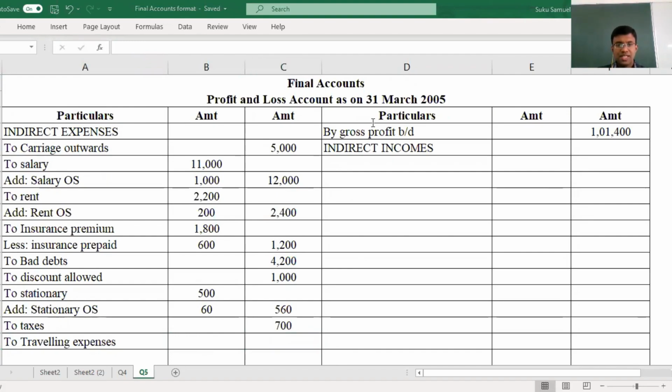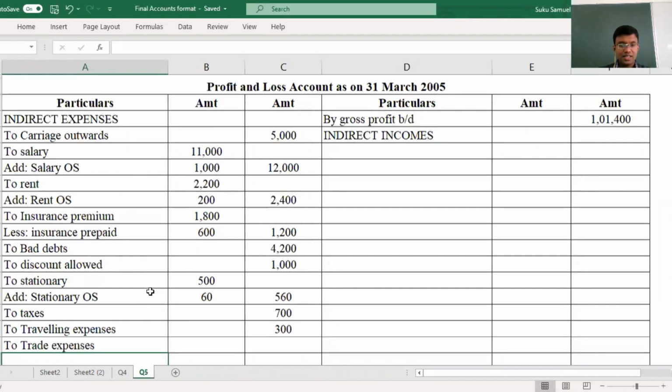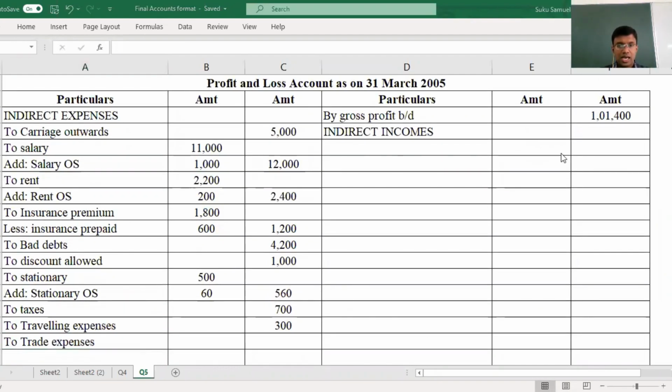And the next item is taxes. Taxes is an expense that we have considered. Then we have traveling expense. Traveling expense is also an indirect expense that we have considered. Then we have trade expenses. Trade expenses will fall on the debit side. That also we have considered and taken into consideration. So that is also completed.